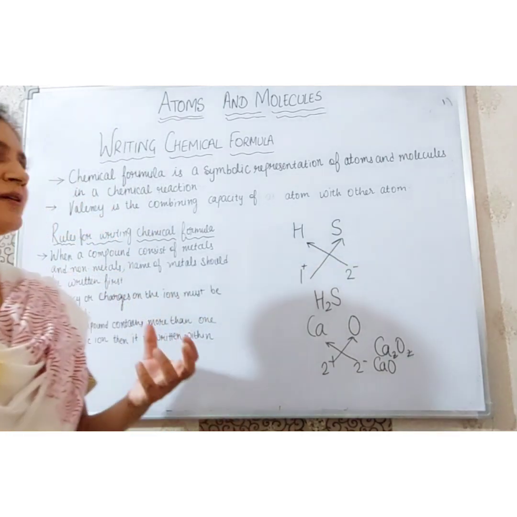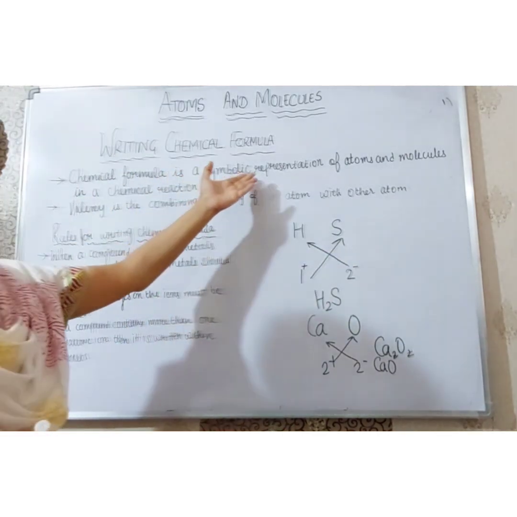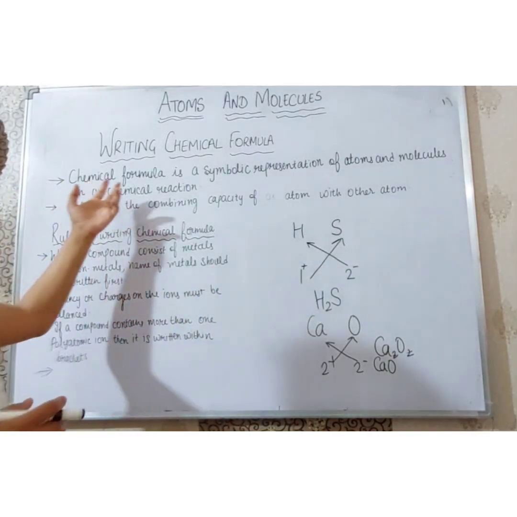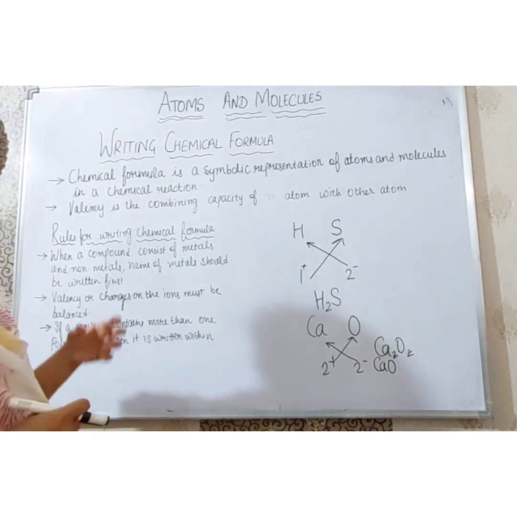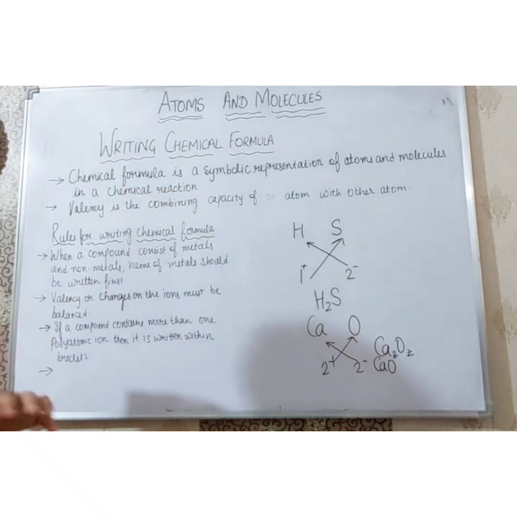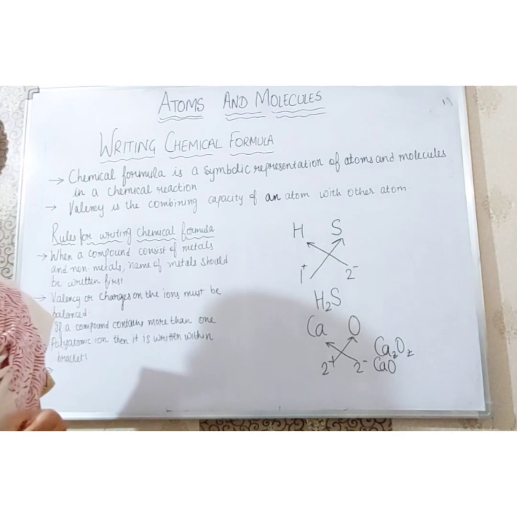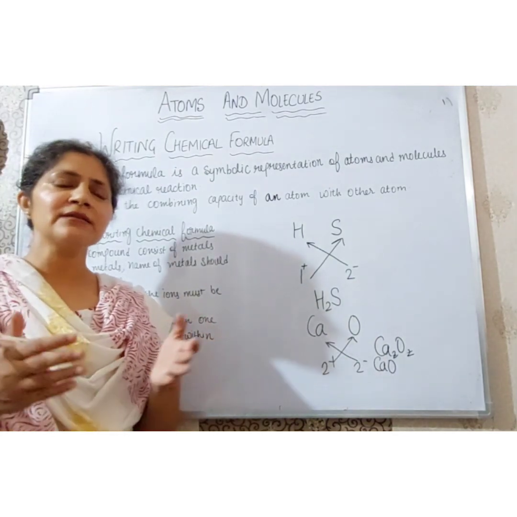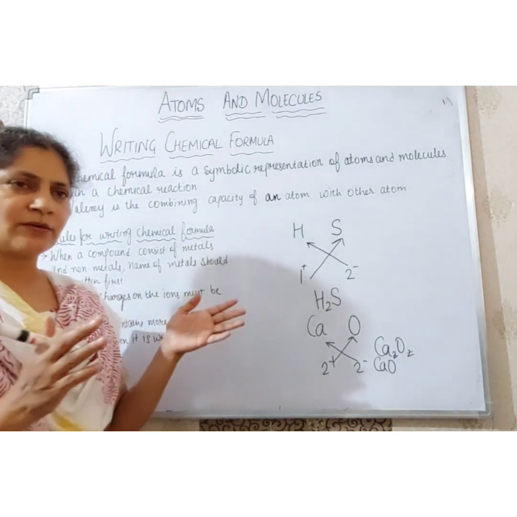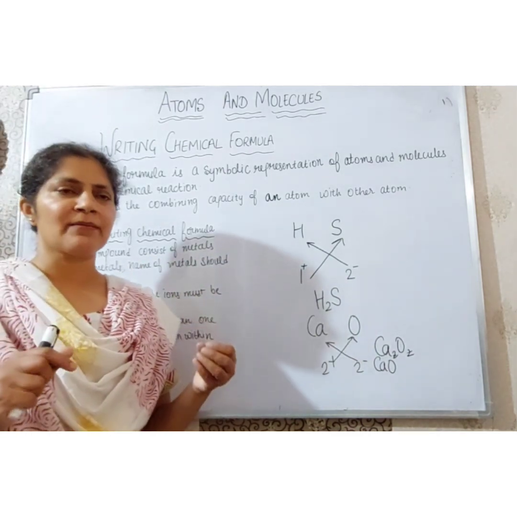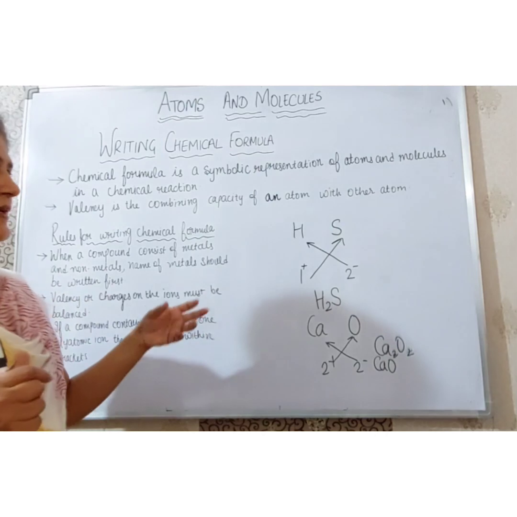So what is a chemical formula? It is simply a symbolic representation of atoms and molecules in a chemical reaction. And valency is the combining capacity of an atom with other atoms. You must know the valencies. Slowly, when you come to know about the atomic number and electronic configuration, you will slowly remember the valencies of these elements.